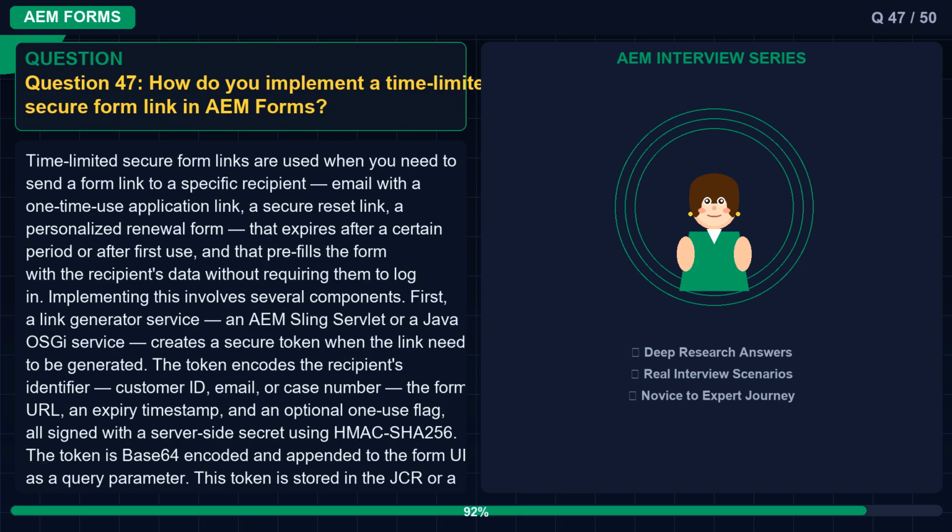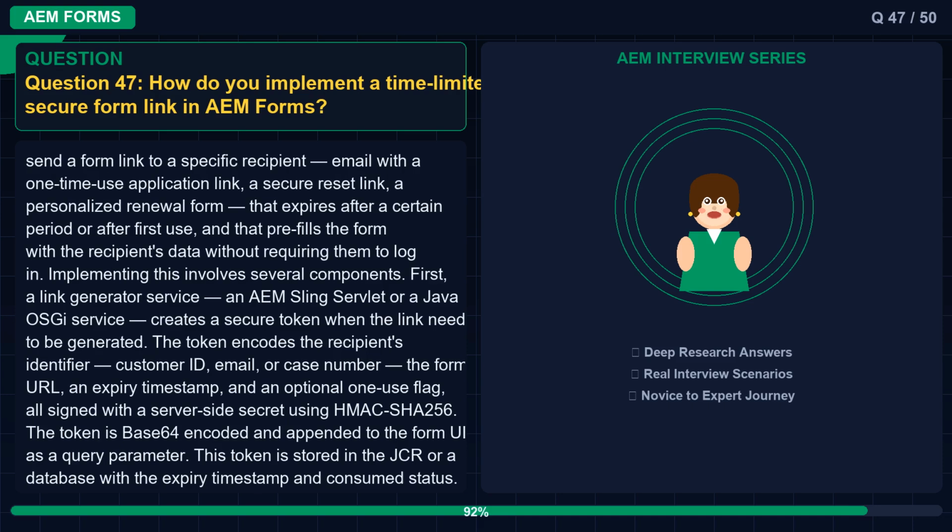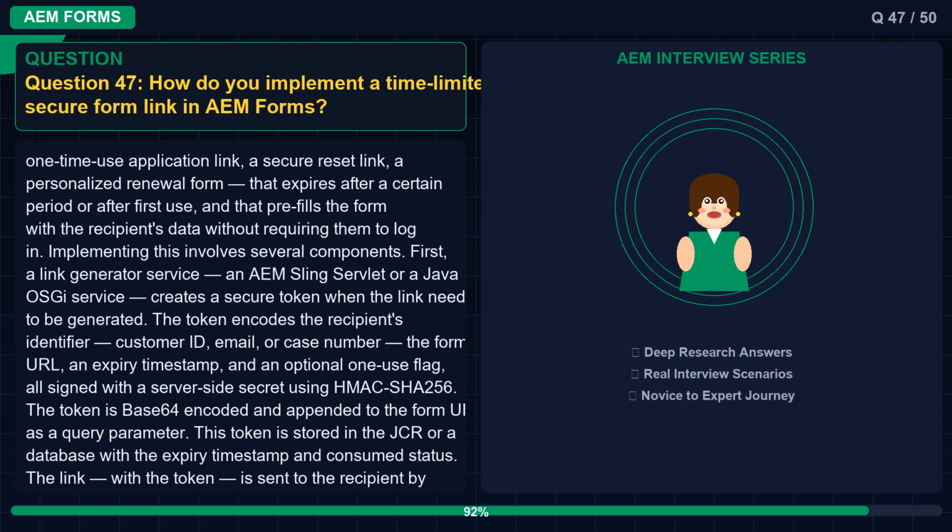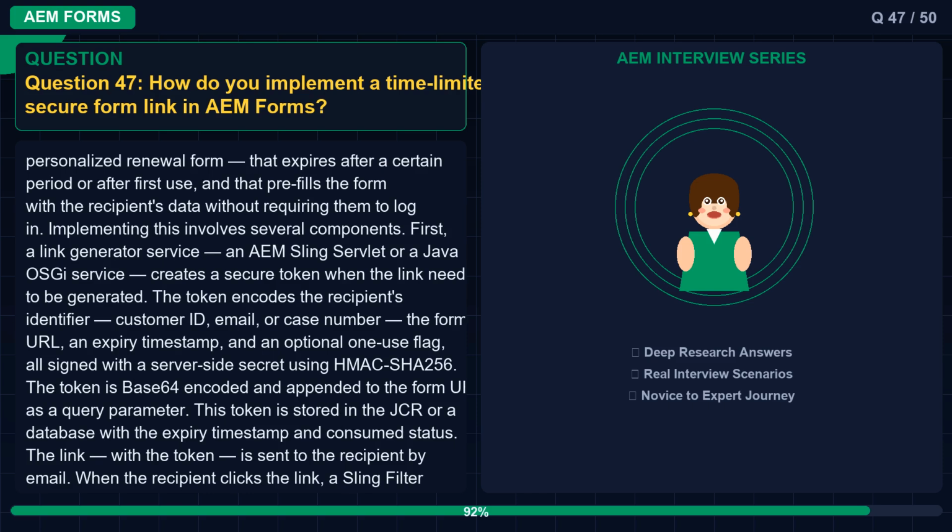Question 47. How do you implement a time-limited secure form link in AEM Forms? Time-limited secure form links are used when you need to send a form link to a specific recipient by email: a one-time use application link, a secure reset link, or a personalized renewal form that expires after a certain period or after first use, and that pre-fills the form with the recipient's data without requiring them to log in.